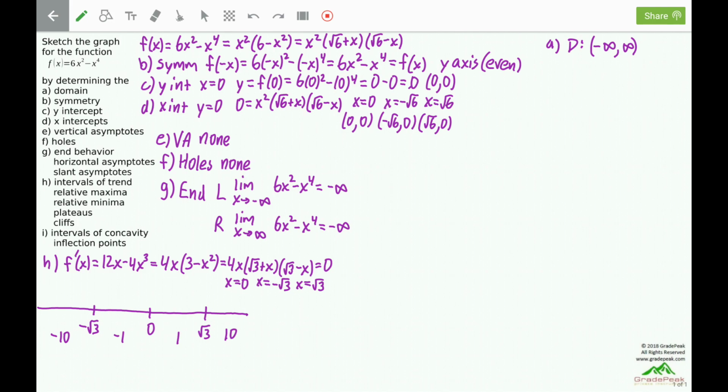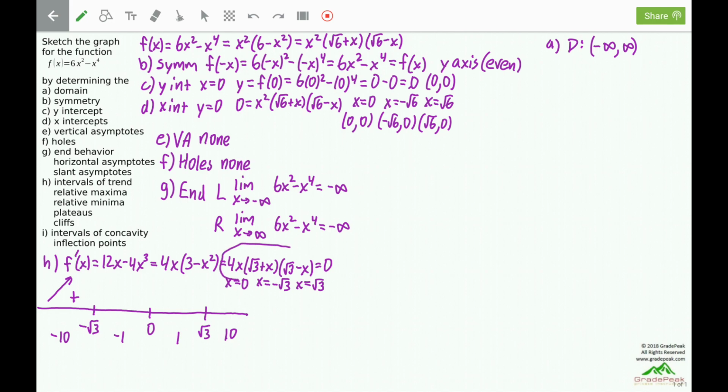We can test the trend by plugging the test values into the first derivative. We only care whether it is positive or negative. Therefore, we'll plug into the fully factored version. Plugging the first test value of negative 10 in, 4 times negative 10 is a negative. Square root of 3 plus a negative 10 is a negative. Negative times negative is a positive. Square root of 3 minus a negative 10 is square root of 3 plus 10, which is a positive. Positive times positive is positive.